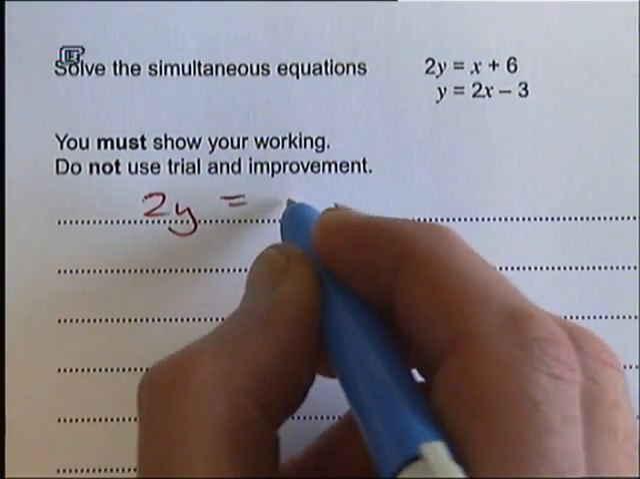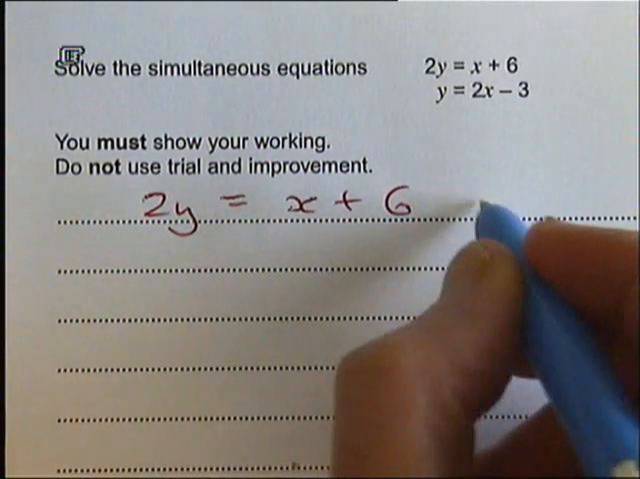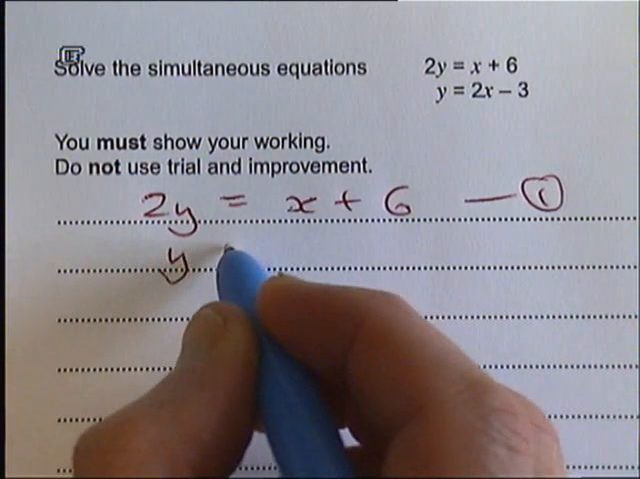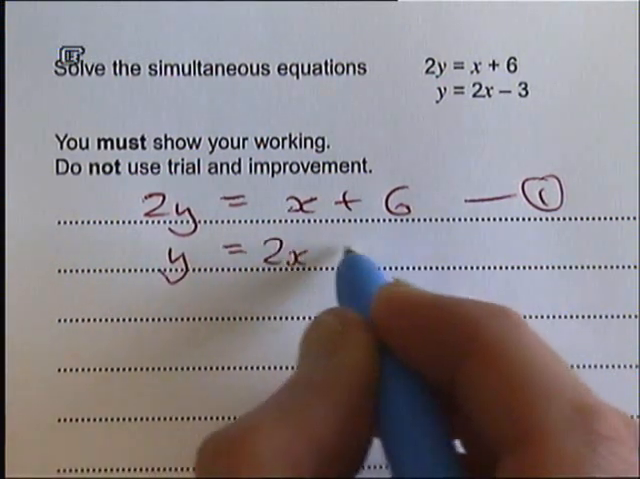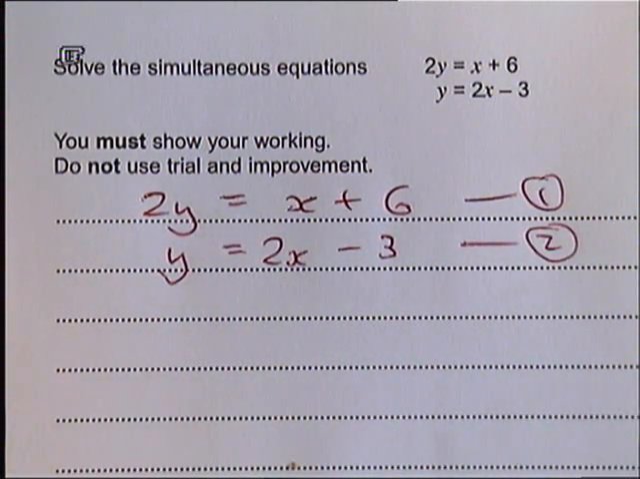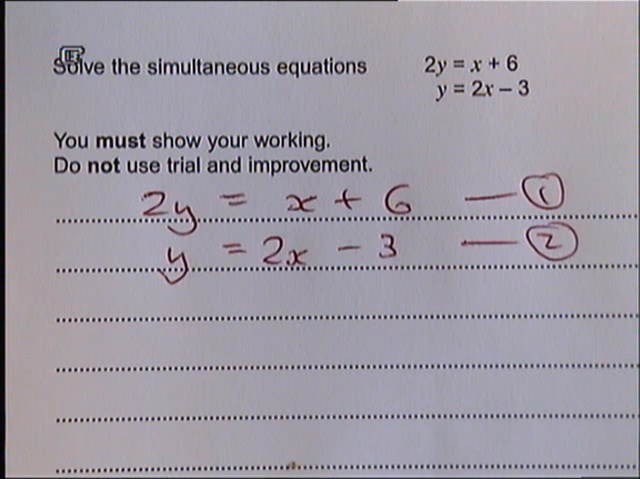I've got this first equation, 2y equals x plus 6. I'm going to call that equation number 1. And the second equation I've got is y equals 2x take away 3, and I'm going to call that equation 2. Usually with simultaneous equations it's really good if you can get the same amount of x's or the same amount of y's, and it doesn't usually matter which you do.